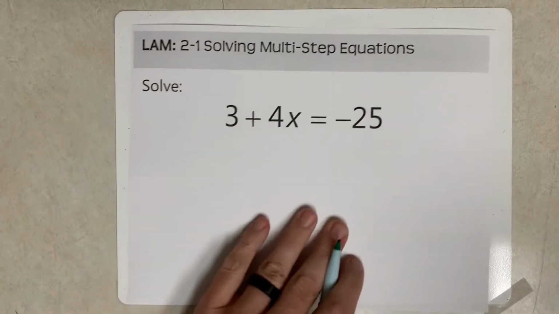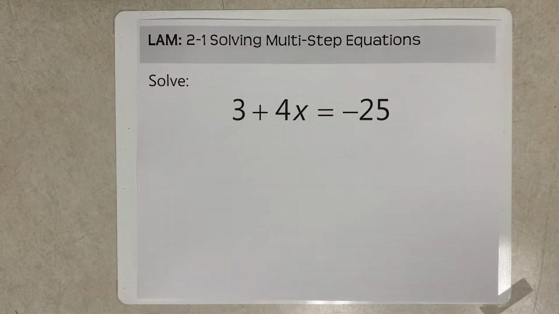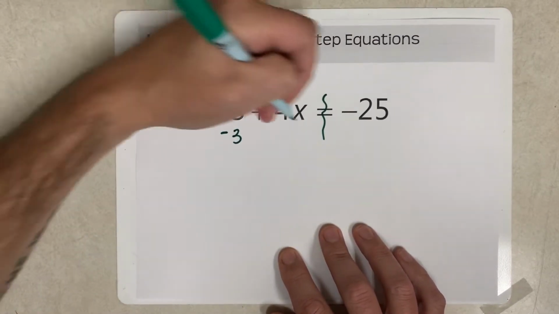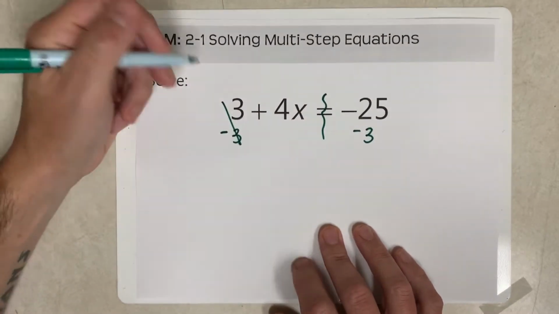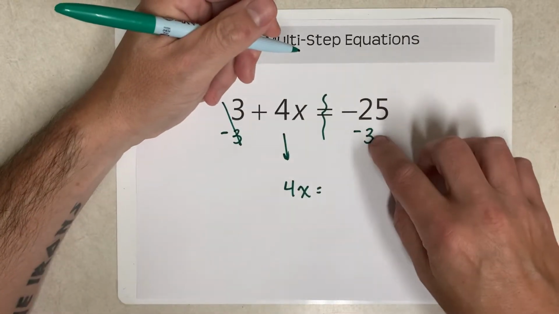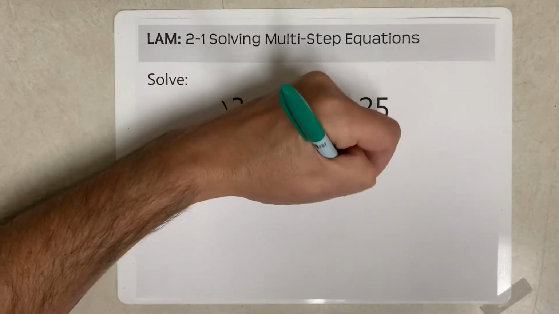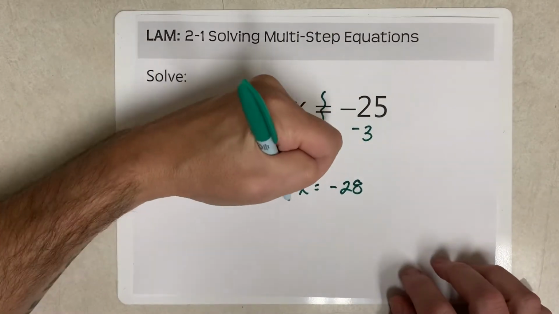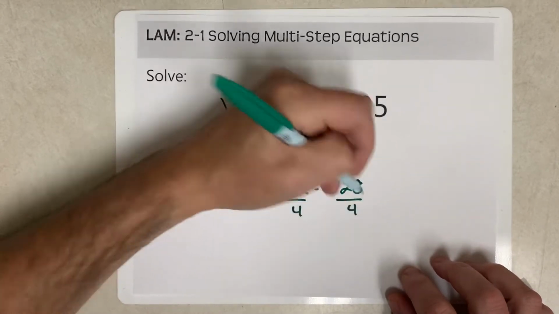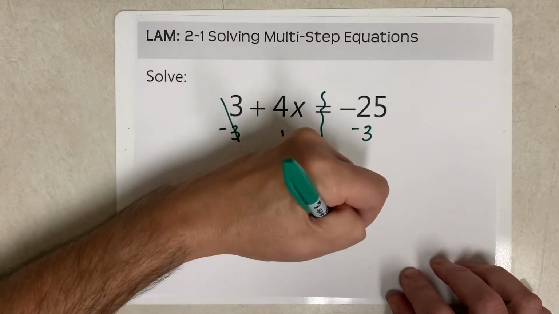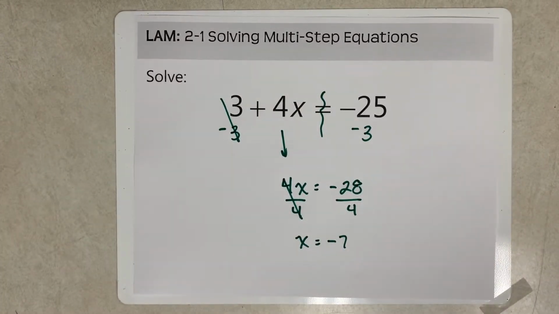And finally, our last one here, well, not our last one, but this one. We're going to subtract 3, get rid of that constant first. Bring down our 4x. Negative 25 take away 3 is actually going to be negative 28. Got to be very careful and accurate with these negative numbers when you're combining them. Divide by 4, cancel, and negative 28 divided by 4 turns out to be negative 7. So just be really accurate and careful when you have negative numbers when you're combining them.